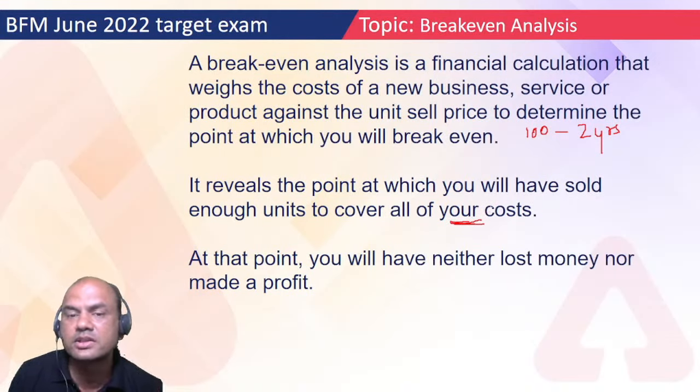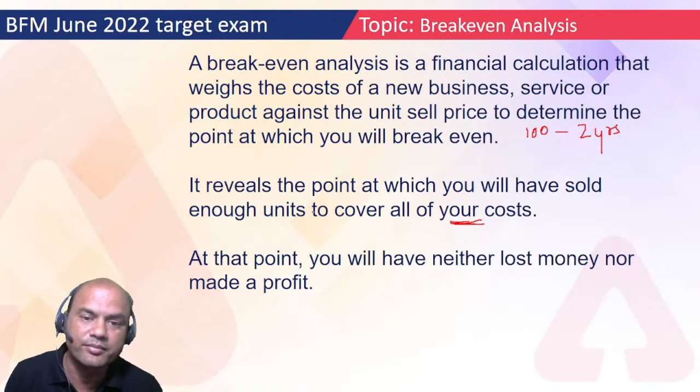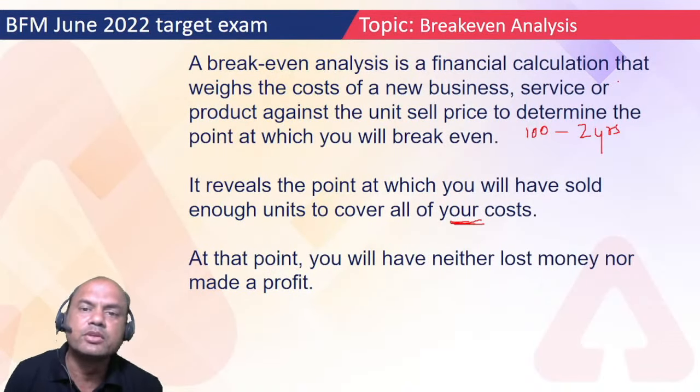So watch this video till the end, because it's not all the cost. All the cost means fixed plus variable. I'll come to this later in the objective questions. At that point, you will neither have lost money nor made any profit. So it's zero, zero loss theory, no profit, no loss.